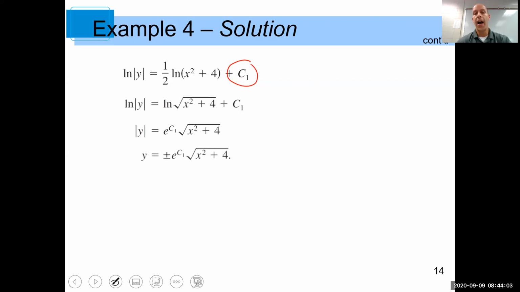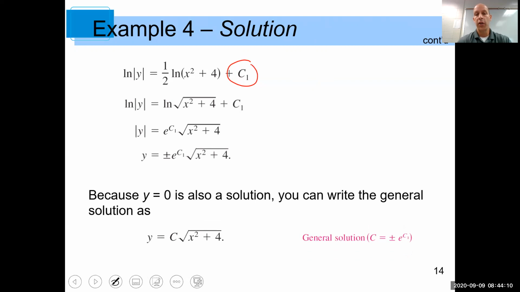Now that absolute value there, we can get rid of by just putting a plus or minus on the right-hand side. And we can just absorb this whole thing right here, e to the c sub 1. That's a constant because e is a constant, it's not a variable. c is a constant. This plus or minus, we can just change all of that to just capital C. So this is the general solution to our original differential equation, and we used separation of variables.